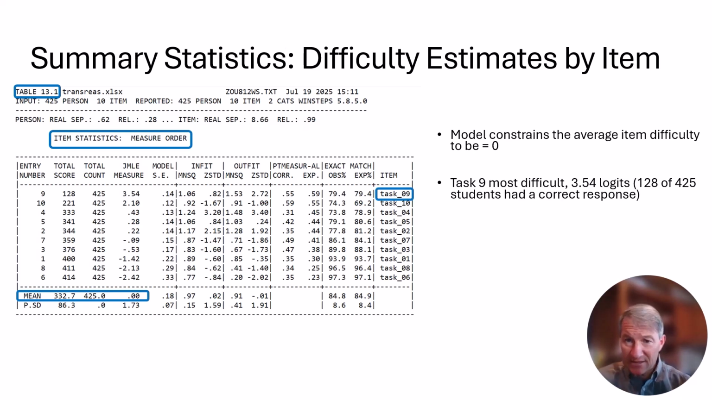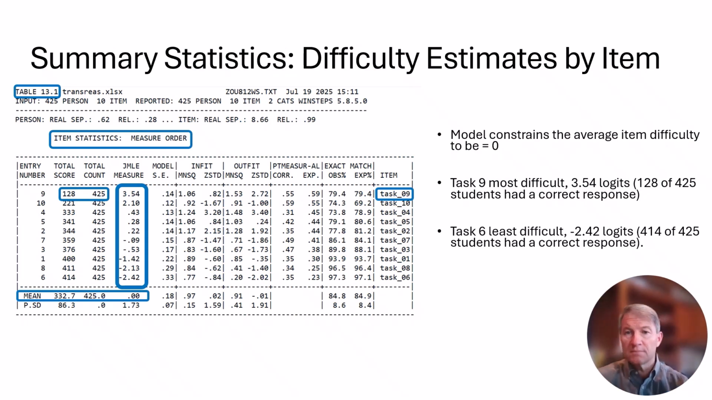Then we can see that task 9 is the most difficult. 128 of the 425 students had a correct response, so not very many. And that results in a difficulty estimate for task 9 of 3.54 logits, the most difficult item. Similarly, if we go to near the bottom of the table, looking at task 6 in the bottom row, it has a difficulty of negative 2.42 logits. It was a much easier item, where 414 of the 425 students answered that question correctly.